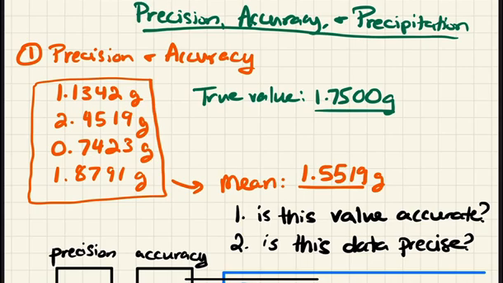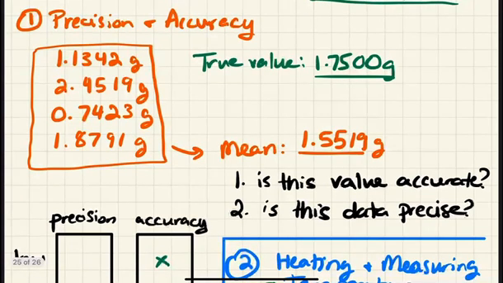So the question is, is this value that we obtained as a mean of all of our different sample measurements accurate? And another question is, is the data that we obtained precise? So these are 2 different questions. They often get confused, but hopefully this discussion will help to clarify what we mean when we say that.